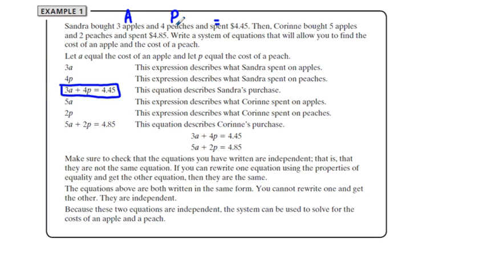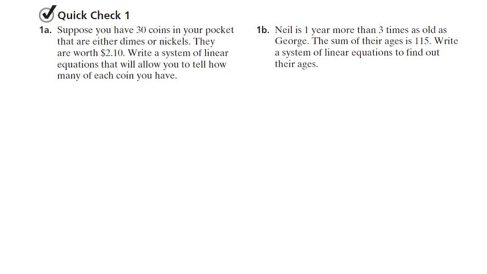And Corinne bought 5 apples and 2 peaches and spent $4.85. So here's another equation, and again, spent is another equal sign. So here you have a system of equations. To me, the hardest part is actually writing the system. After you write it, with the TI-Nspire CX calculator and other calculators, you can solve the system pretty easily. Next, let's go on to quick check 1.